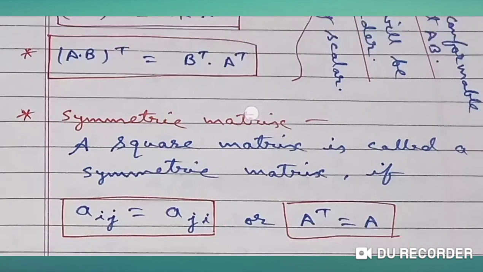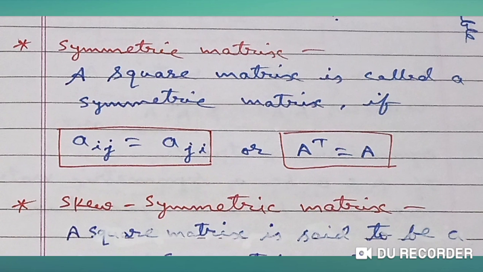Okay. Now here are some other topics. So this is the symmetric matrix. What about this symmetric matrix? A square matrix is called a symmetric matrix if A_ij equals A_ji, or A transpose is equal to A itself. Actually there are a lot of types of matrices, and among those types there are some popular ones.